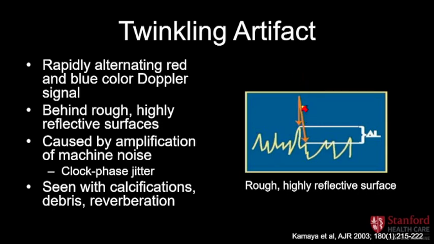The machine sends another brief pulse of sound. It thinks it's hitting this spot, but it's actually a slightly different spot. That slightly different spot has a different path length, and that gets interpreted as a frequency shift, and then that gets interpreted as motion, when nothing has moved. It's just a rough, highly reflective surface.